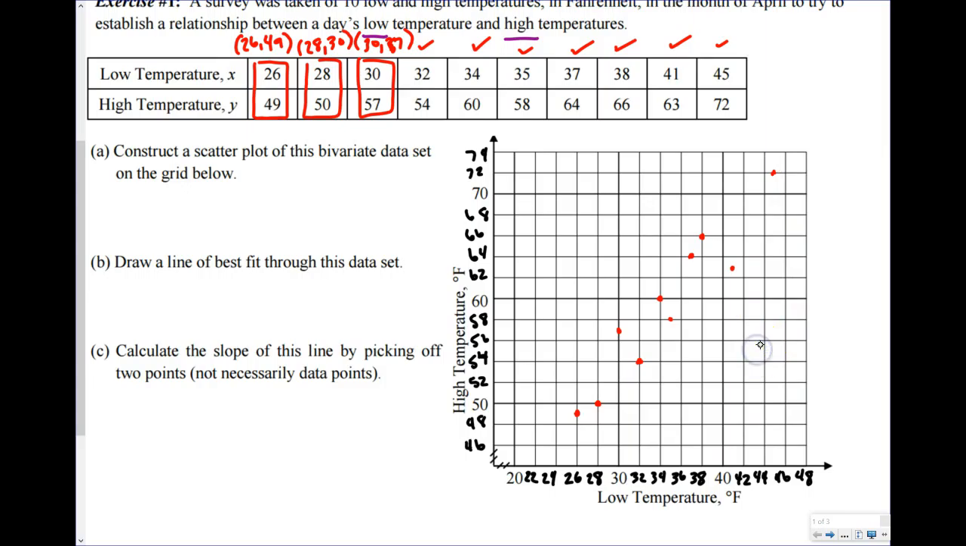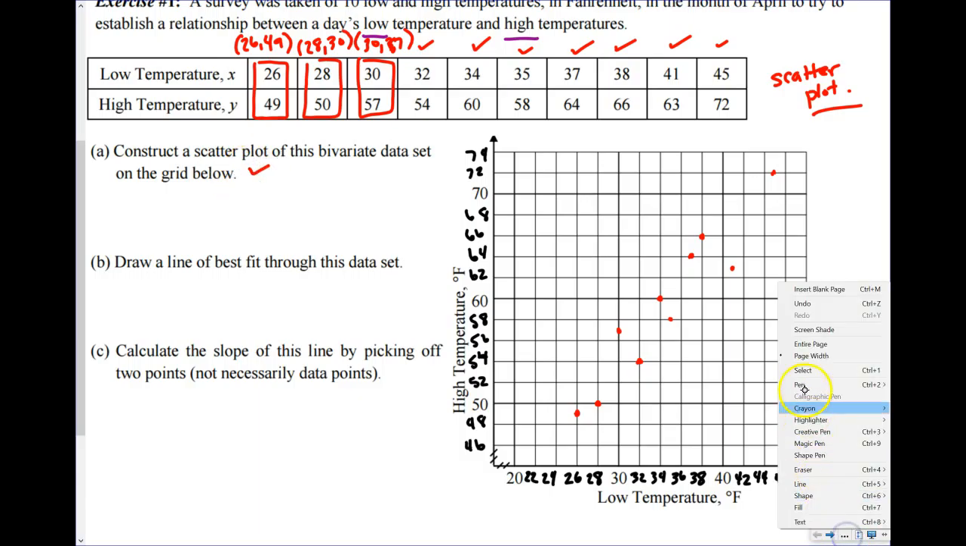Okay, so now I've constructed this, and this is called a scatter plot. Okay, because all of the points seem very scattered. So this is a scatter plot, not scattered, but scatter plot. All the points are kind of scattered around. So that's letter A. I've constructed my scatter plot.